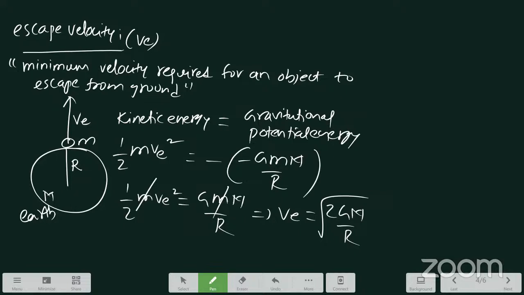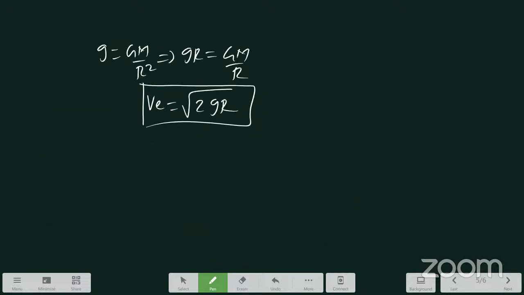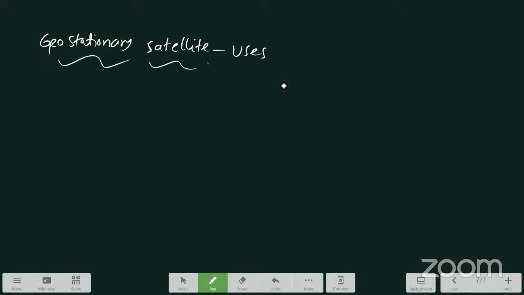Geostationary satellite, its uses. What does geostationary satellite mean here? First statement. This is question number 3. Geostationary satellite, its uses. Anywhere the word geo comes, it means earth. Geo, nothing but earth. Don't think geo is something else.